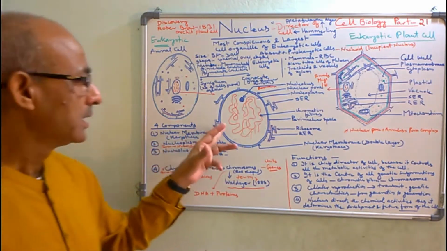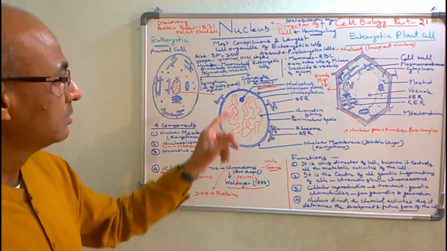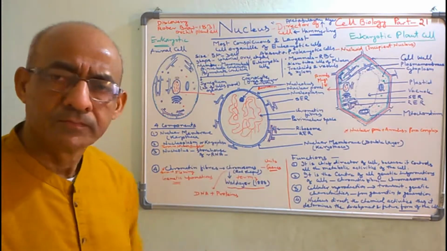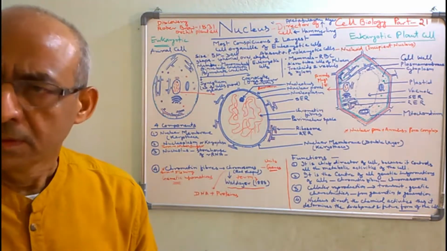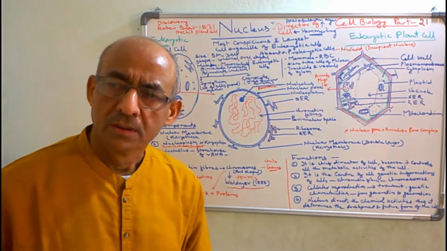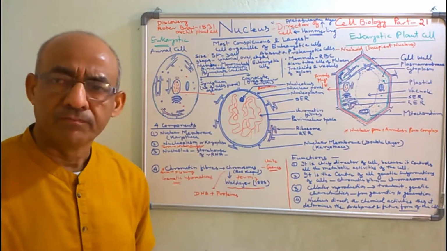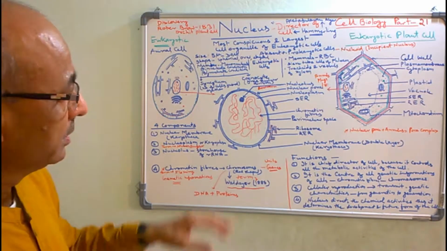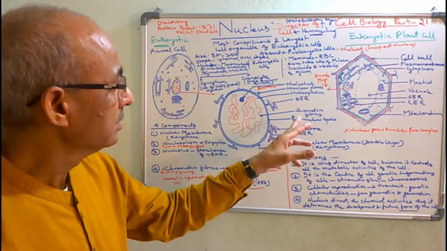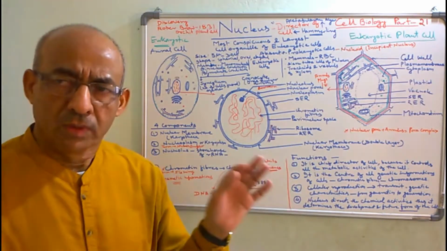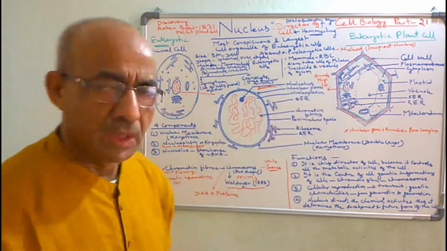The first component, the nuclear membrane, consists of two layers, outer and inner layers. In between the two layers of the nuclear membrane or karyotheca, there is a space. That space is called the perinuclear space. This membrane is not continuous. There are a number of pores found on the nuclear membrane. Those pores are called nuclear pores. A nuclear pore consists of a plug-type structure. Those are called annulus.